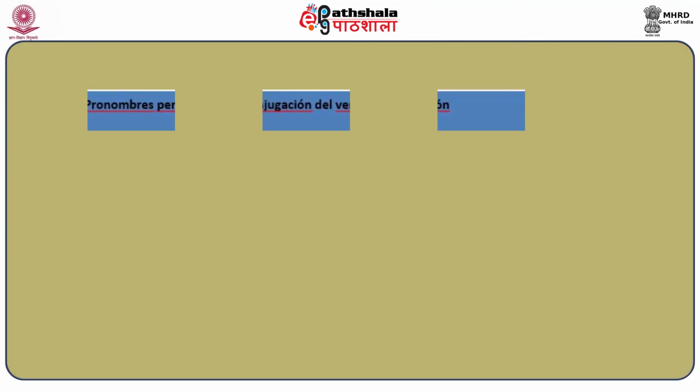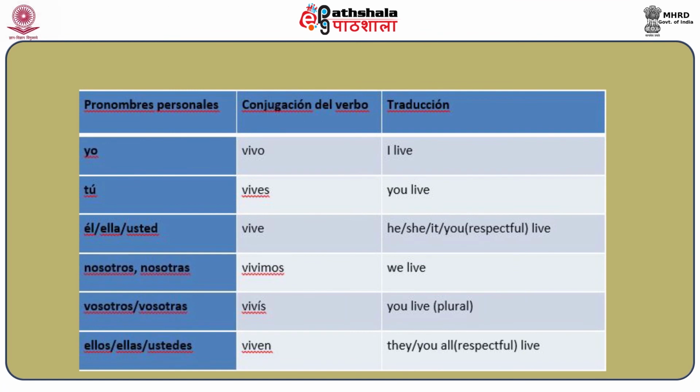Now let's take one example, that is vivir, the verb which ends in ir, meaning to live. It will be conjugated as vivo, vives, vive, vivimos, vivís, viven. So vivo means I live, vives you live, vive can mean he lives, she lives or you live, vivimos means we live, vivís means you all live, and viven can mean they live or you all live.